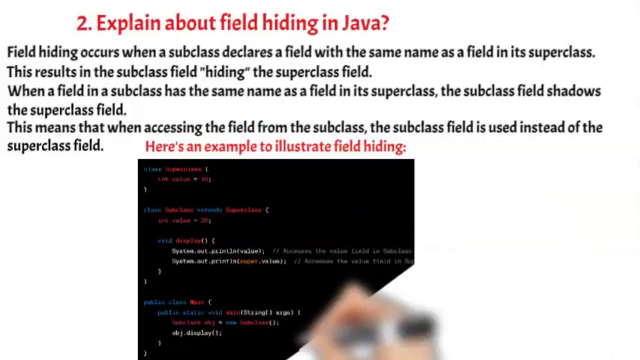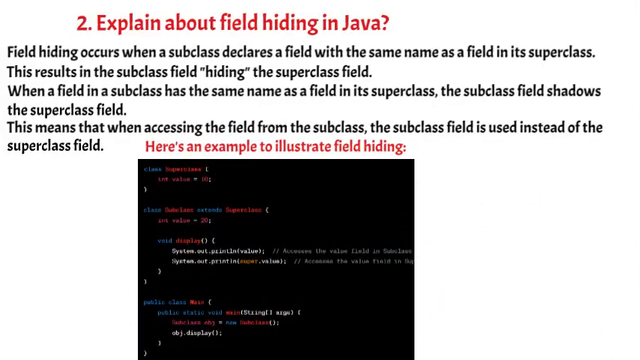In this example, the subclass declares a field named value, which hides the value field in the superclass. Inside the display method of the subclass, when we access value, it refers to the field in the subclass, which is 20. To access the value field of the superclass, we use the super keyword.